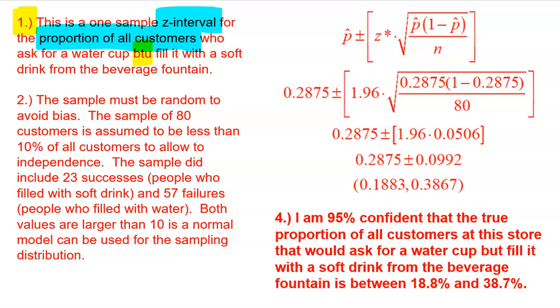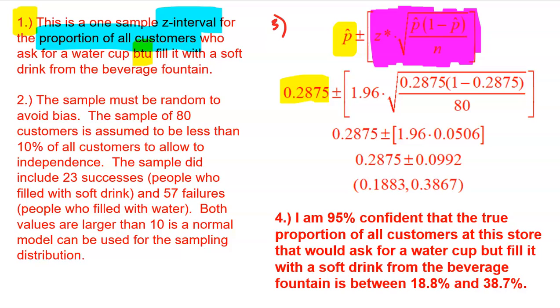All right, now comes step 3. Again, my personal favorite because it's the math part, right? So this is where we're going to say, all right, let's start with our sample proportion, 0.2875. We're going to go up and we're going to go down by what is known as the margin of error. Now, the margin of error is a combination of 2 things. First, our Z star, that's 1.96.